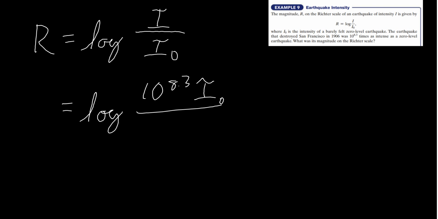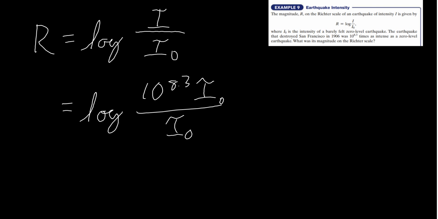So what we're going to have to do here is substitute in 10^8.3 for 10^8.3 times as intense as a zero level earthquake. If a zero level earthquake is I naught, then what is 10^8.3 times I naught? Well, it's literally just 10^8.3 times I naught. So we're going to replace the I in the numerator with 10^8.3 times I naught, over I naught.